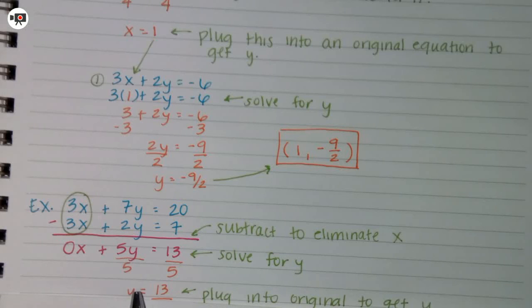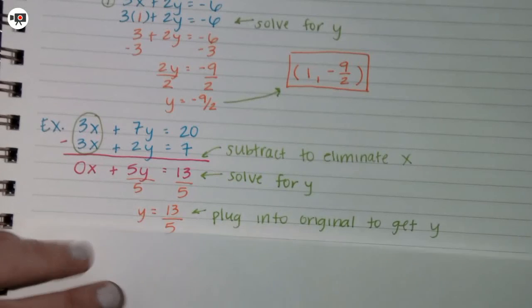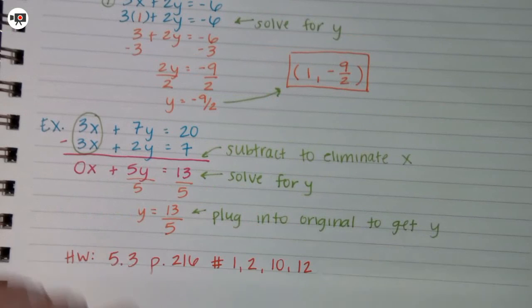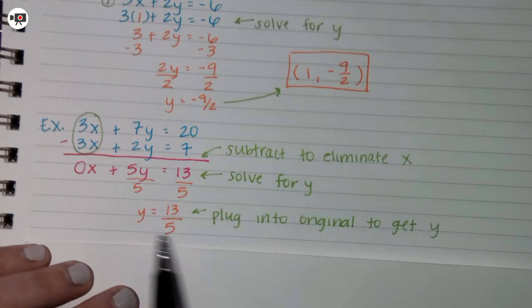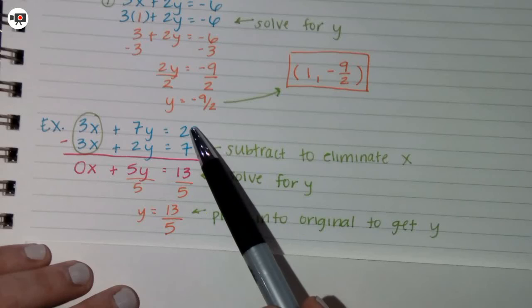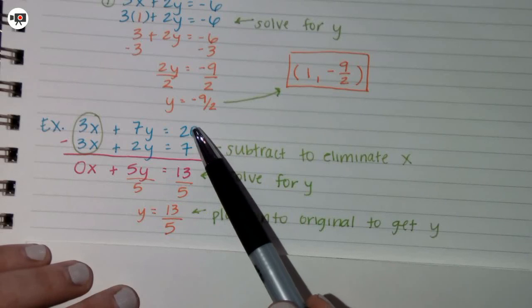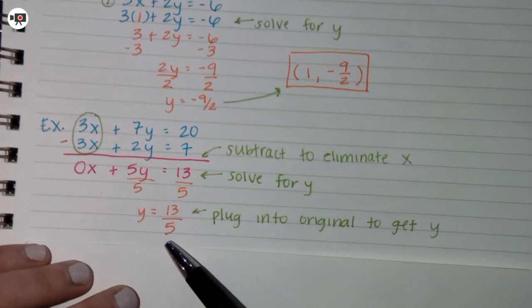Solve for y. So divide each side by 5, and y = 13/5. Then you would continue this, take this y and plug it into an original to get your x. It's going to be a little bit of messy work because of this fraction with the denominator 5, but you will get an answer.